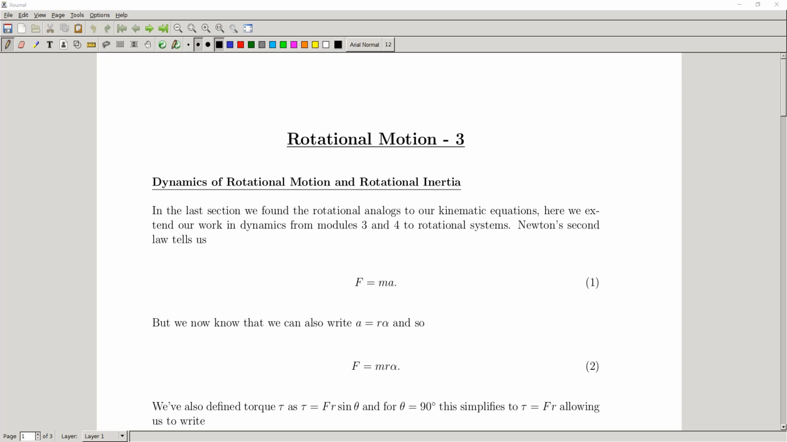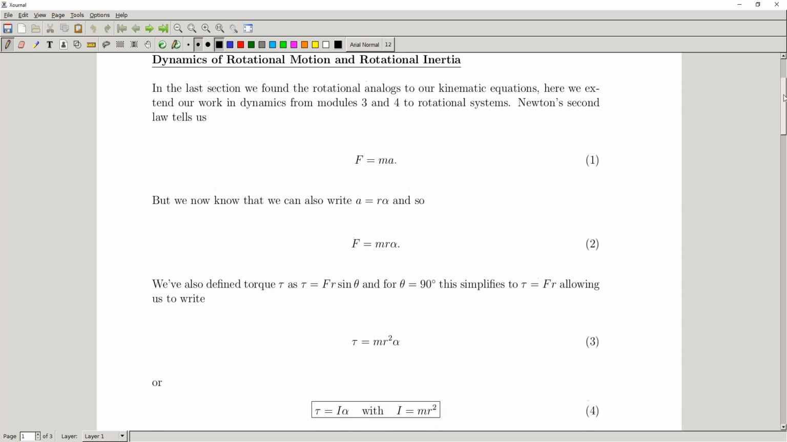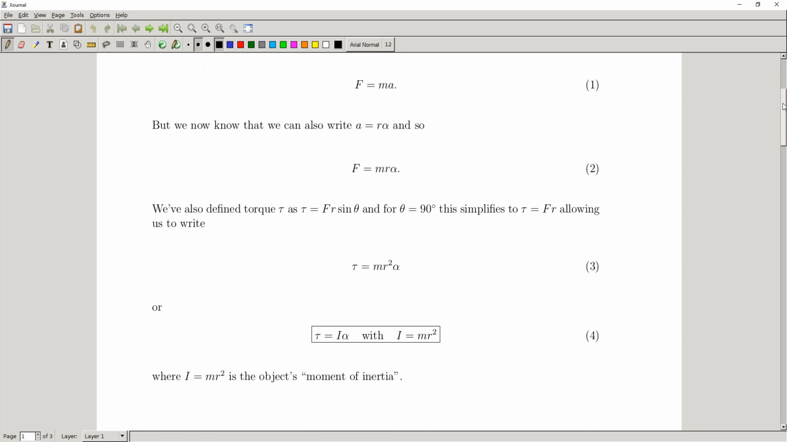So F equals ma. We have Newton's second law right here. And now we want to try to translate this into a useful equation that we can use to answer questions in this rotational context. We know that we can rewrite our linear acceleration, a, as r alpha, where r is our radius and alpha is our angular acceleration. If we sub in a equals r alpha into Newton's second law, we end up with the equation that we see here.